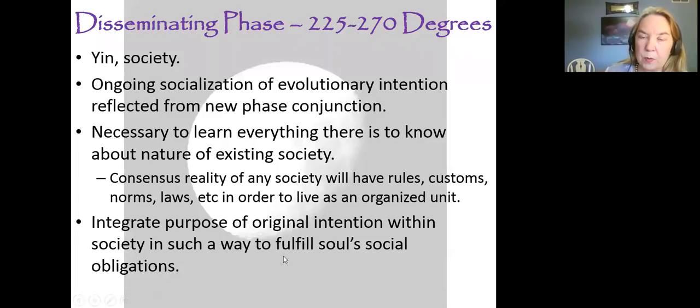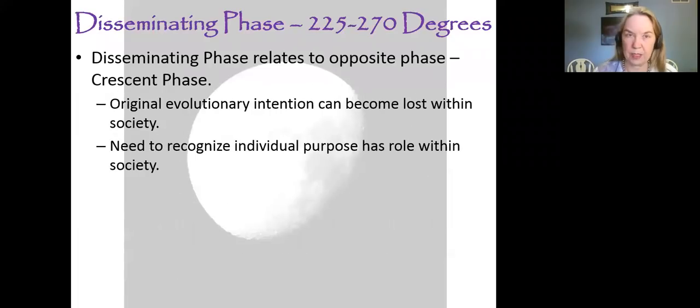And the reason is we want to bring that individual or evolutionary intention out into society as fully as possible. We want it to be integrated into society. Now, the opposite of disseminating phase is crescent phase, all right?